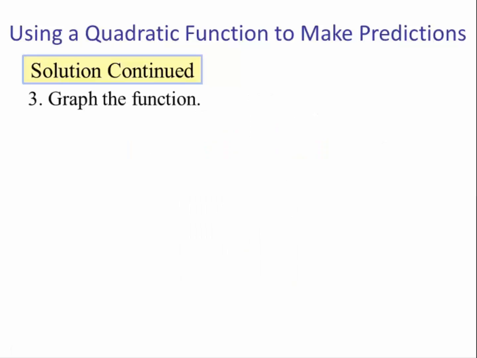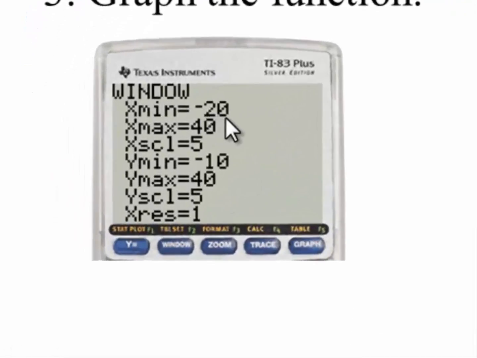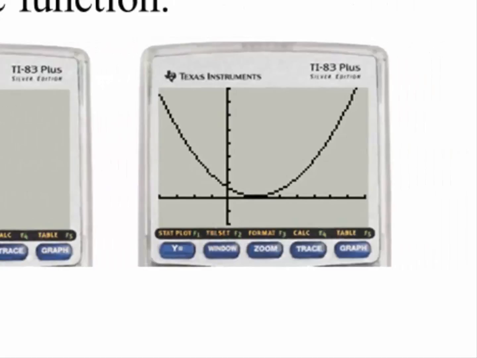Next, we want to graph the function. The window settings I'm using are negative 20 for x-min, and I want to go up to 40, counting by 5. For the y-min, I'm going to negative 10. The y-max is 40, and again I'm counting by 5. And here we see the parabola.